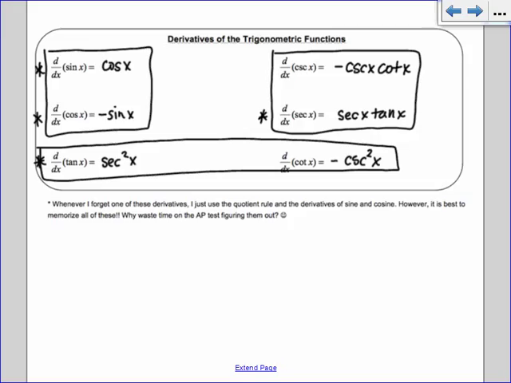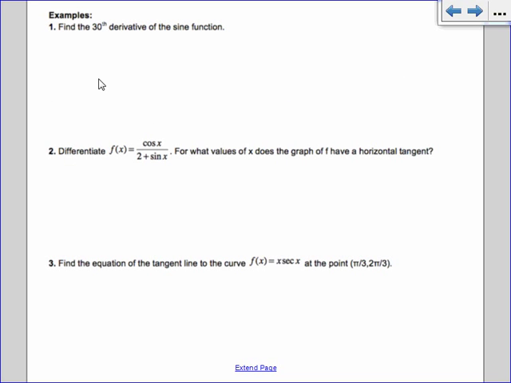So it says, whenever I forget one of these derivatives, I just use the quotient rule and find the derivatives using the derivatives of sine and cosine. However, it's best to memorize all of these. Why waste time? You're already crunched for time in a very, very long test. And you really are crunched for time. People will run out of time on the AP test. So why waste time when you can just know those?